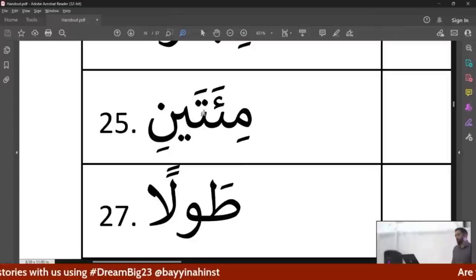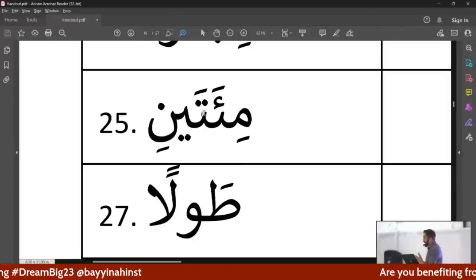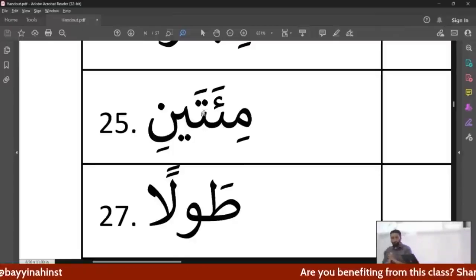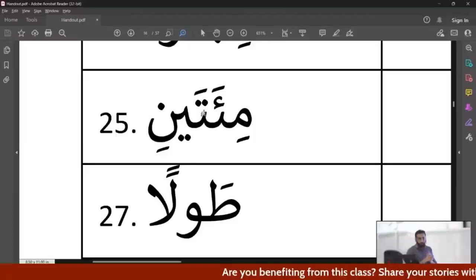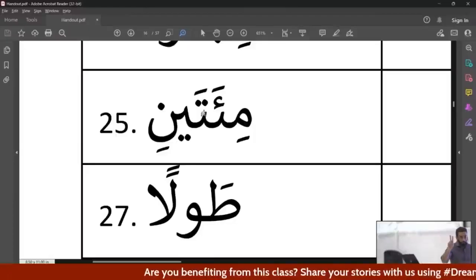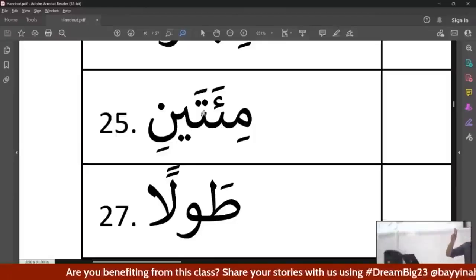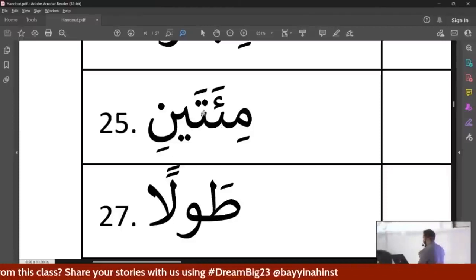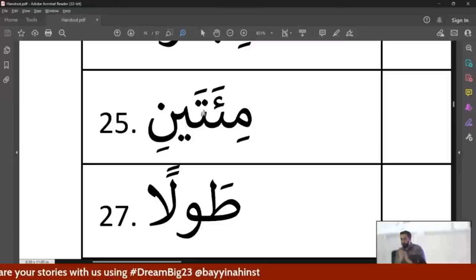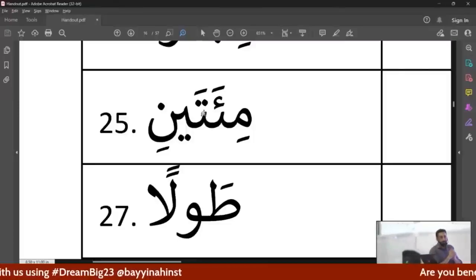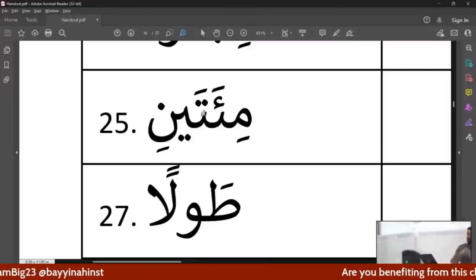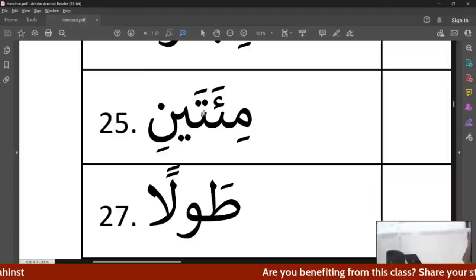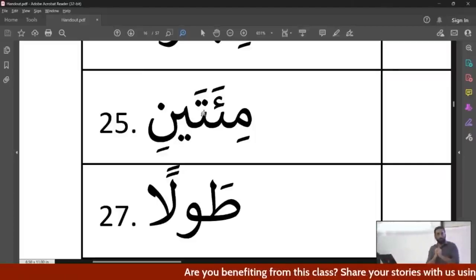Mi'ataini. Mi'ataini. How many? Two. Aini. Two. Number is two. Status. Nasab or jar. Here's the hard one. Gender. Some people say masculine. Some other people say masculine. Some people are finally saying feminine.